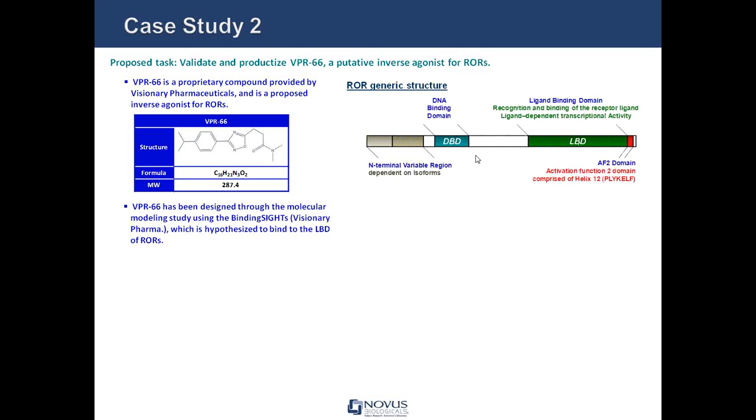This is a generic structure of ROR proteins. There is a DNA binding domain which recognizes specific promoter response elements, and the ligand binding domain which binds ligands. And there is an AF2 domain, which is the activation function 2 domain comprised of helix 12. Helix 12 binds coactivators, bringing transcriptome assembly to induce the promoter activity.